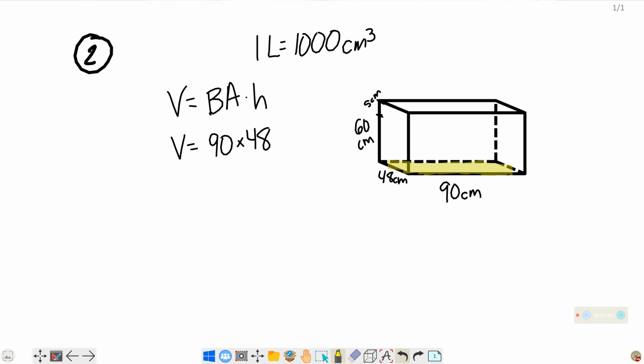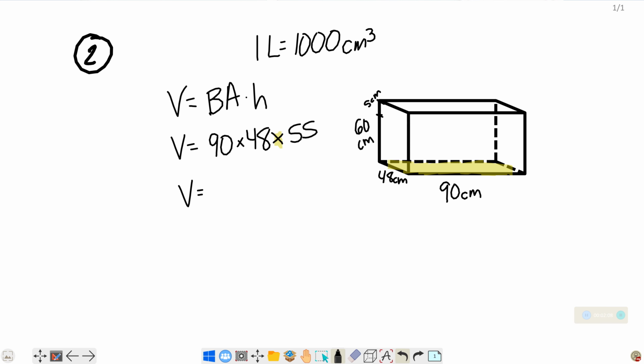So if we want 5 centimeters of room at the top, but the whole height is 60, we have to subtract. 60 minus 5 is 55. So the height of the water is going to be 55. And now we just have to multiply all that out. And if you want to use a calculator, you may.